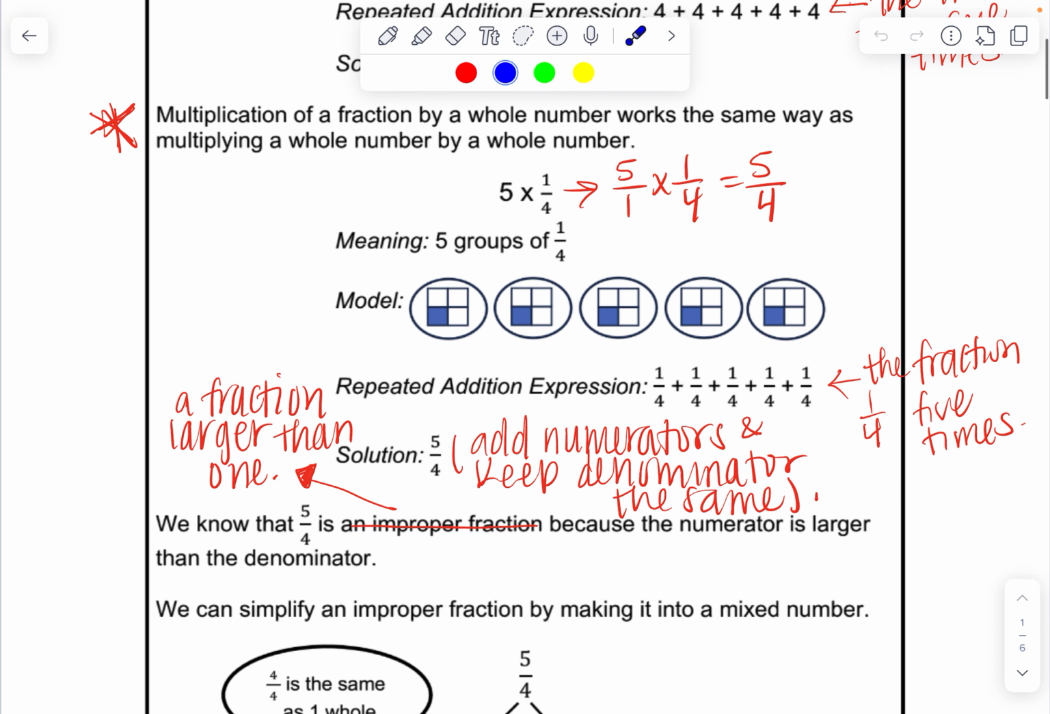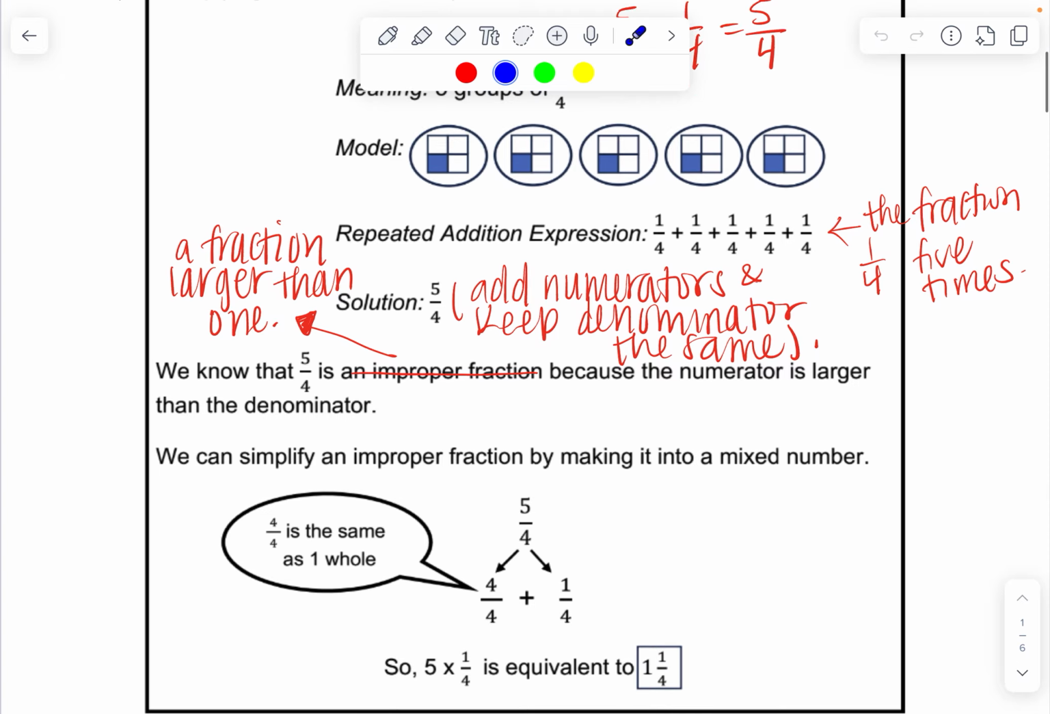And we know that when we add fractions, we keep the denominator the same. So when we are doing 1/4 5 times, we are just adding the numerators. So 1 plus 1 plus 1 plus 1 plus 1, which is 5/4.